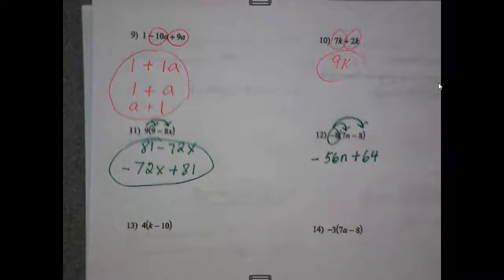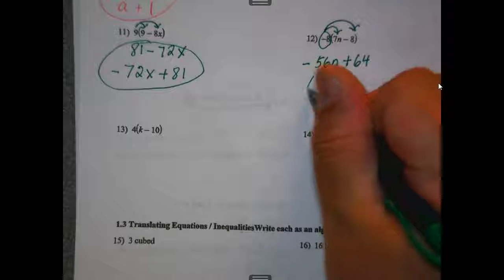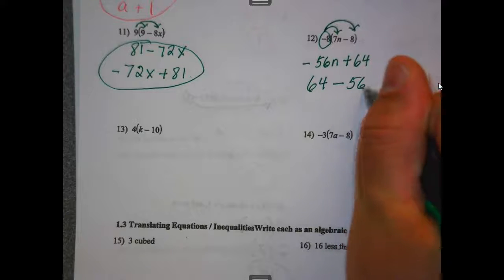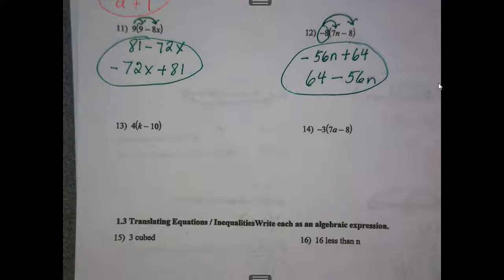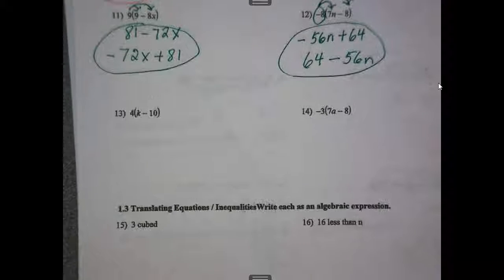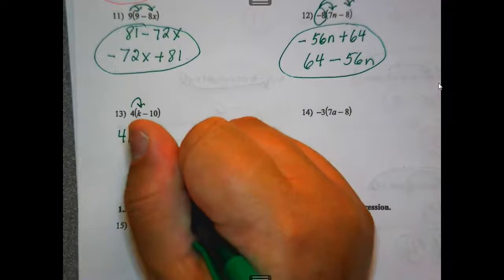You guys have got to get used to the different ways you can write these expressions. What's the other way I can write this one? 64 minus 56n. Either way. You should recognize that these mean the same thing. I want one answer. Sometimes in mathematics there are several answers. 4 times 1k, 4k.